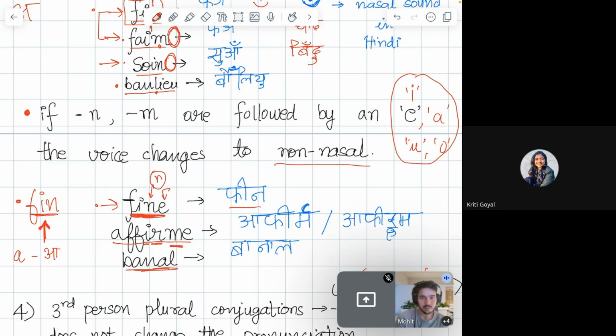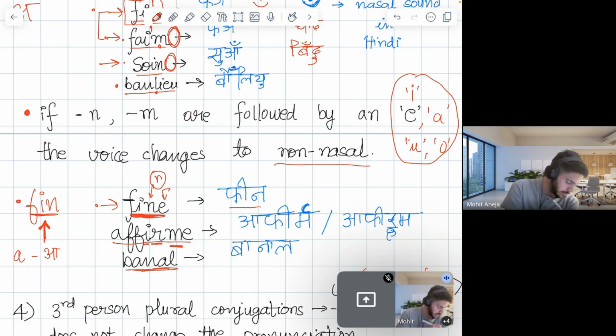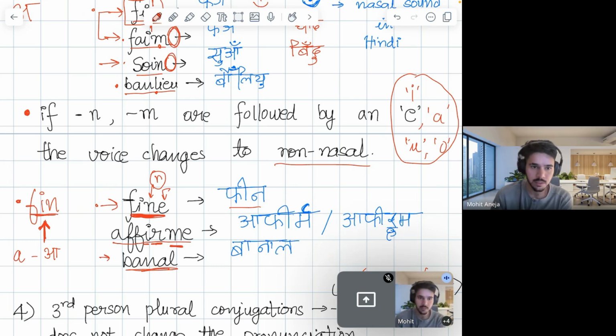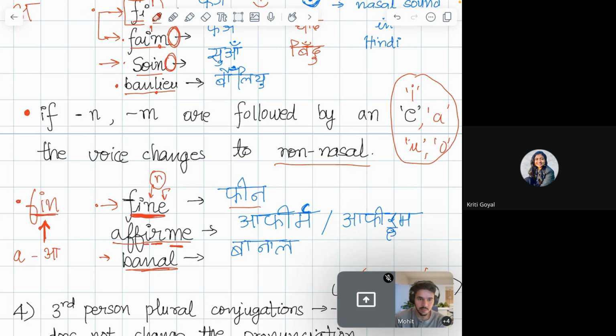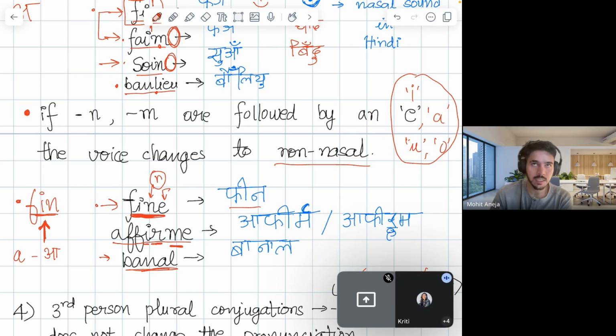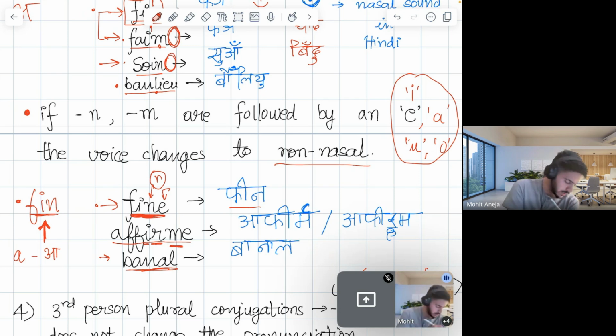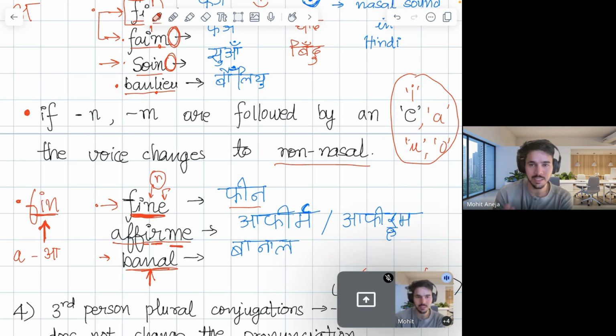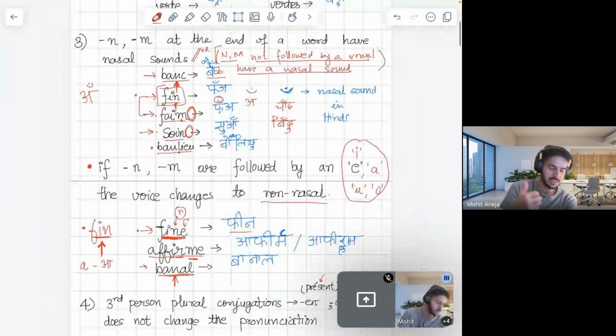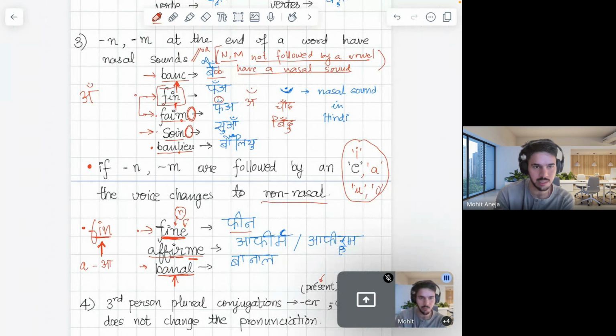Can Kriti, can you repeat this word for me? Banal, or affirm. It's the last one. Yes, it's banal. We hear the N sound here distinctly. We do not hear the nasal N or M sound from the rule that we just discussed. I'm hoping that the rule with the consonants and with the vowels is clear for N and M.